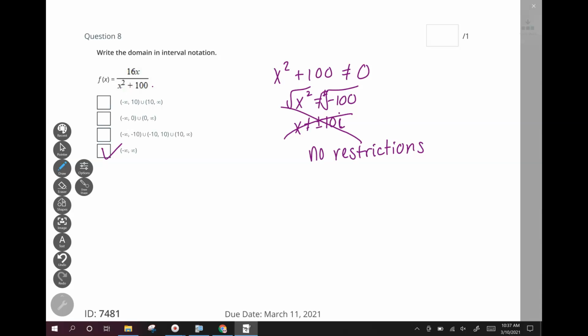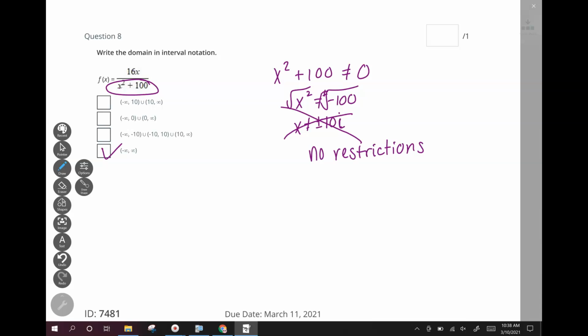Okay, let's think. A lot of us would be tempted to put -10 or 10. If you plug in 10 to the denominator, 10 squared plus 100, well, 10 squared is 100, so that gives me 200. That's not an issue. Restrictions are things that cause problems. That is not a problem. Having 200 in the denominator is fine.